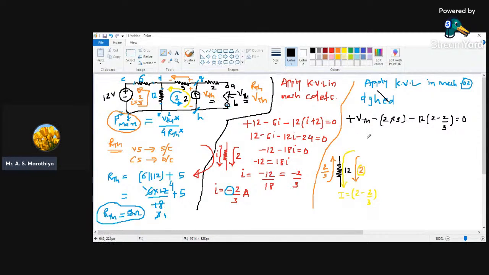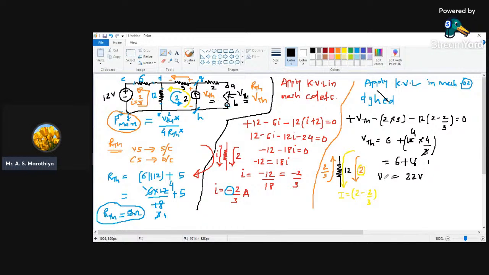So VTH is going to be equal to, if you shift this entire term to the right hand side, 3 into 2, that is 6, and then minus becomes plus 12, then 3 into 6 minus 2, that is 4 by 3. I hope this is clear to everyone. 3 into 6 minus 2, that is 4, 4 by 3. Now 3 fours are 12, 4 fours are 16, then 6 plus 16 is going to be 22 volt. This is very, very important.